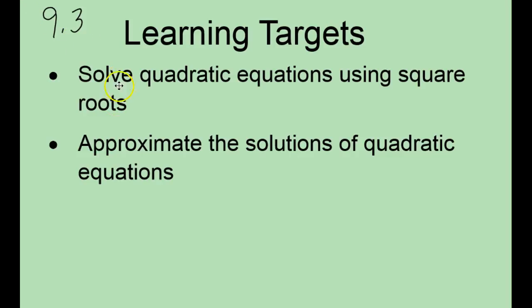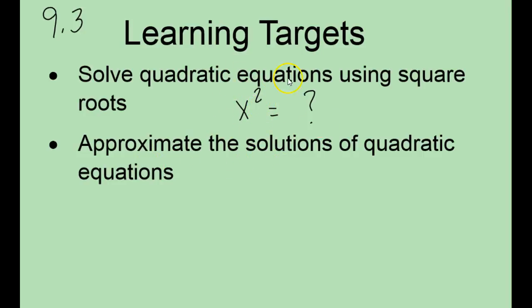So our learning targets today were first we had to solve quadratic equations using square roots. And you'll notice that we solve quadratic equations in many different ways, and so it's important to understand when we should use each way. When we use square roots, we always had that x squared equals something over here, right? I don't have a term with an x in it, so then I know I can use my square roots.